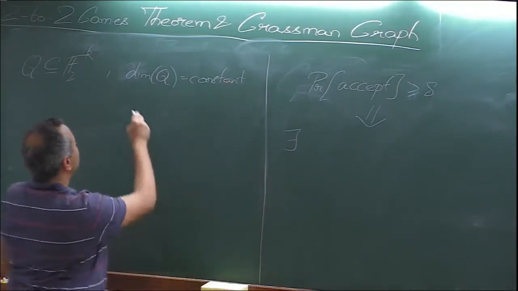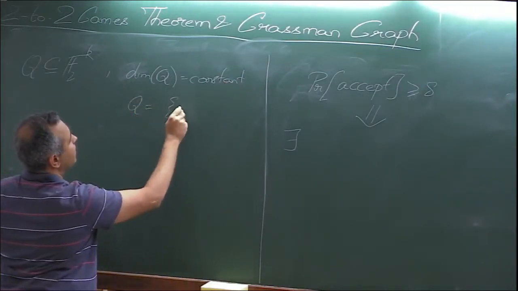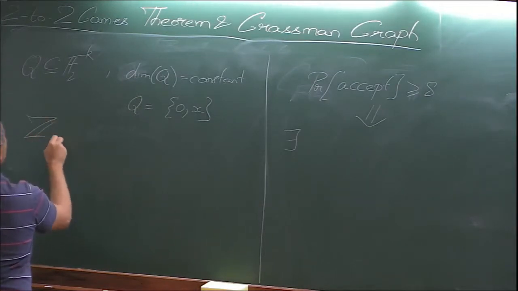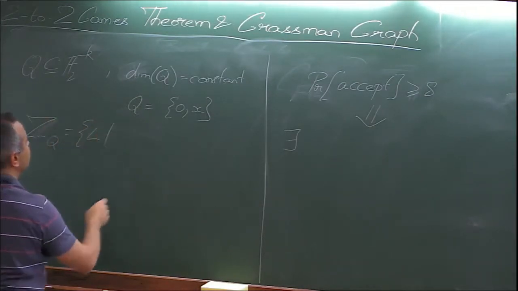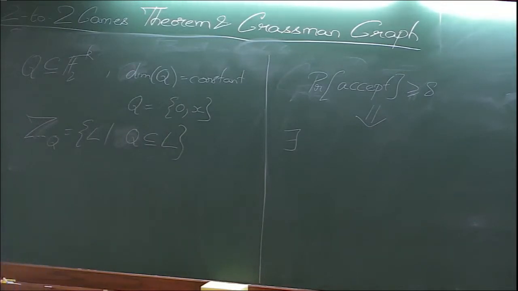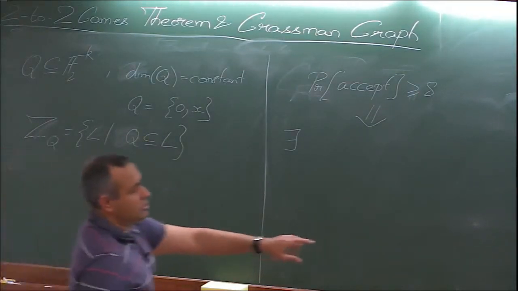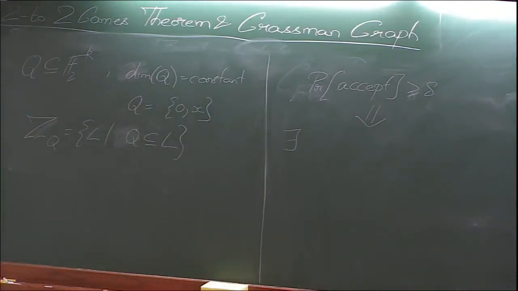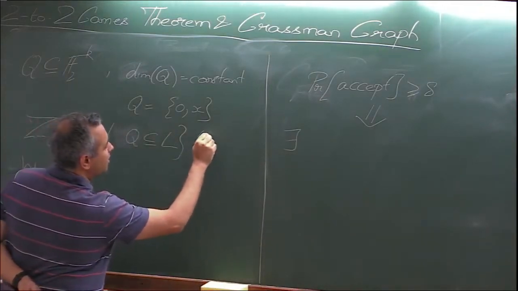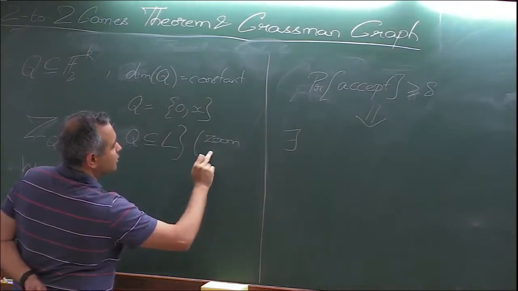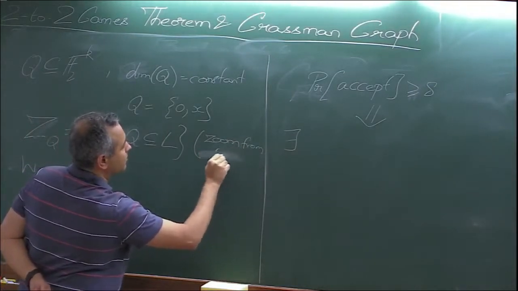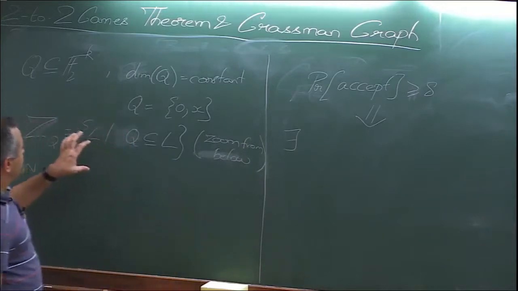That counterexample was obtained in which Q is actually the vector space spanned by 0 and x. And I'm going to consider ZQ to be the set of all L-dimensional subspaces that contain Q. This is exactly the set we talked about. It is that part of the proof which agrees with X. Similarly, the other counterexample will come with, this is what I'll call a zoom. I'll call it zoom from below. These are sort of these small sets.